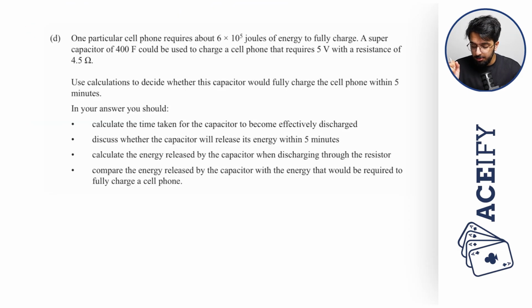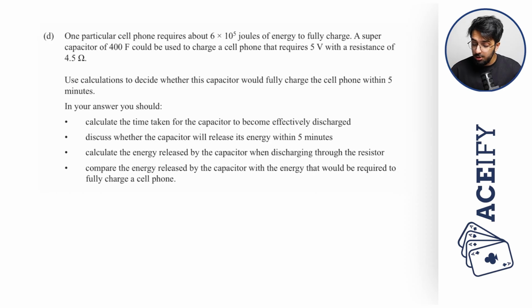One particular cell phone requires 6 times 10 to the 5 joules of energy to fully charge. A supercapacitor of 400 farads could be used to charge a cell phone that requires 5 volts with a resistance of 4.5 ohms. Use calculations to decide whether this capacitor would fully charge the cell phone within 5 minutes.